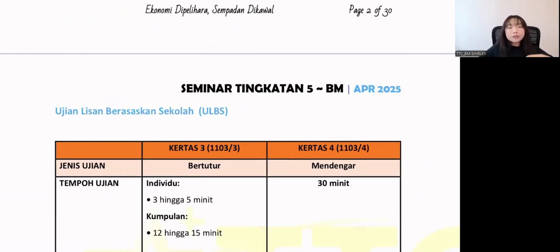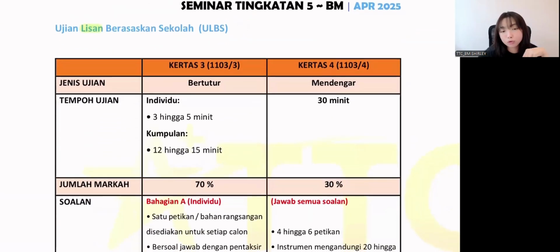Now, first of all, over here, tiga and also empat will be something we call the lisan. So this lisan is the speaking test. Speaking test, you will split into two parts, the individual and also the group, isn't it? So for the individual one, you will go into the room and the teacher gives you a piece of paper and then you will need to read the passage out.